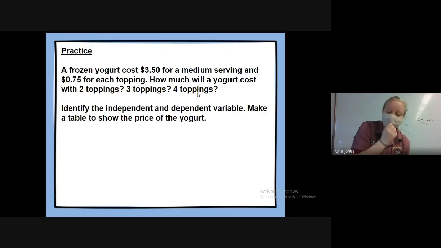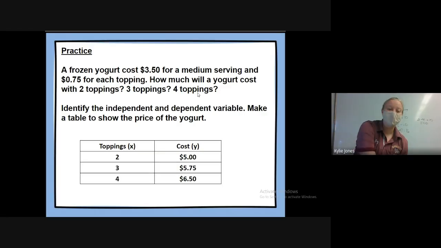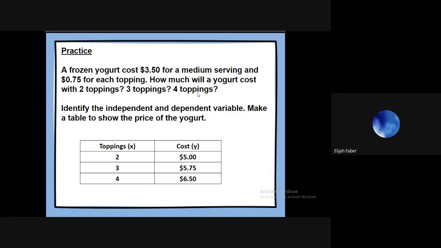So if you buy 8 toppings, it's going to make your price go up a lot, right? So the independent variable is the number of toppings. And the dependent variable is the price of your yogurt. How do we get these numbers here? We know that the toppings is 2, 3, and 4. How did I get the cost though? They multiply 75 cents times 2 toppings. Yeah.